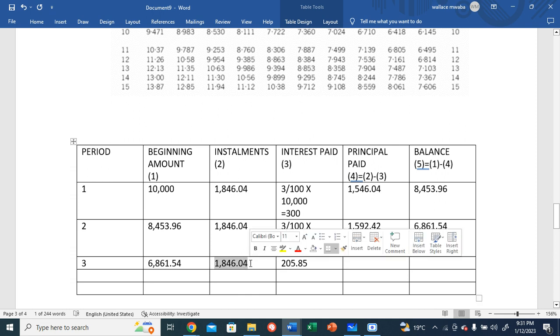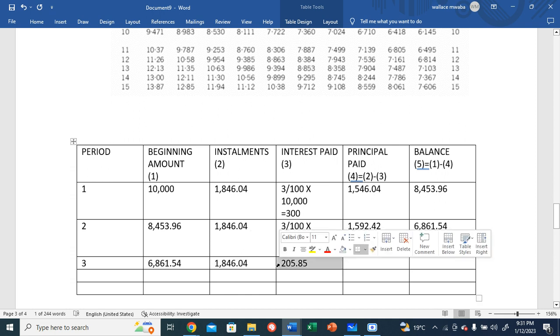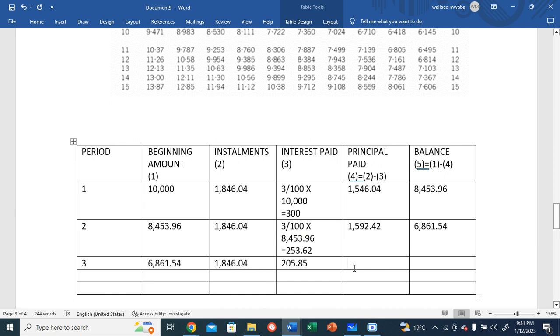Principal paid, so we're going to subtract 1,846.04 minus 205.85. We get 1,640.19.